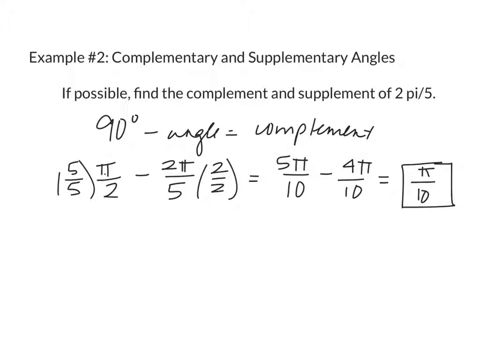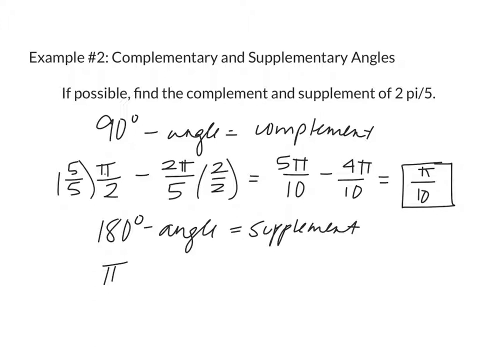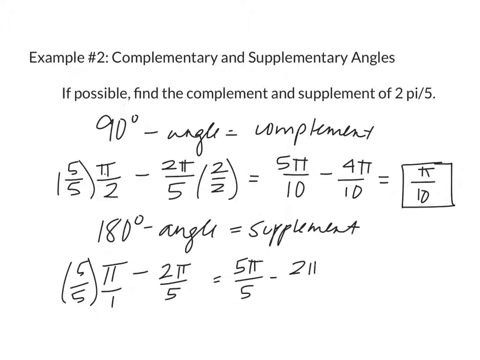Again using logic, to find the supplement, I would do 180 degrees minus the angle. And 180 degrees is pi in radians. So pi minus 2 pi over 5. Again, we need a common denominator. Pi is over 1, so if I multiply by 5 over 5, that gives me 5 pi over 5 minus 2 pi over 5, which equals 3 pi over 5. And that makes sense, because 3 pi over 5 plus 2 pi over 5 equals 180 degrees, or just pi.